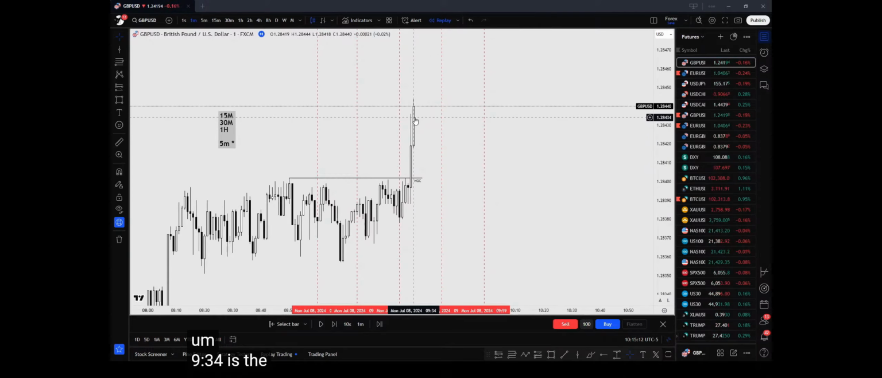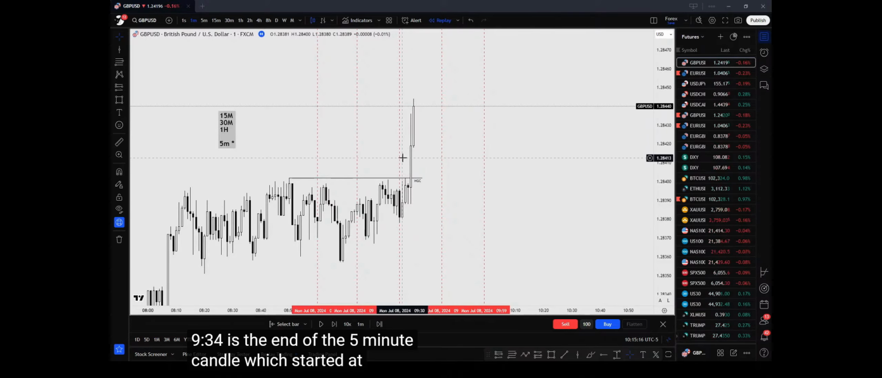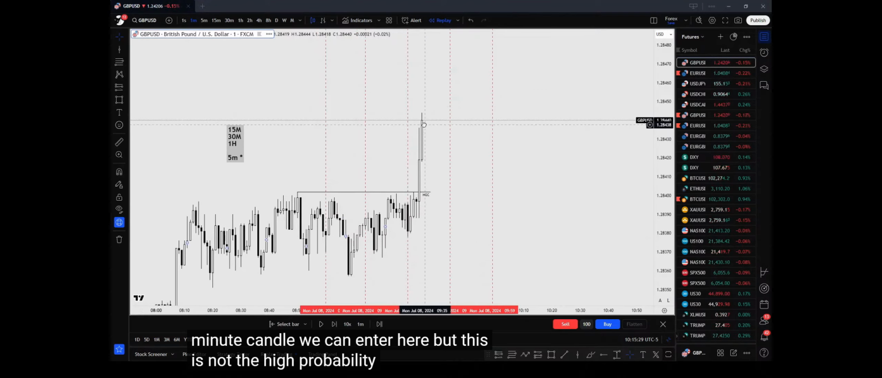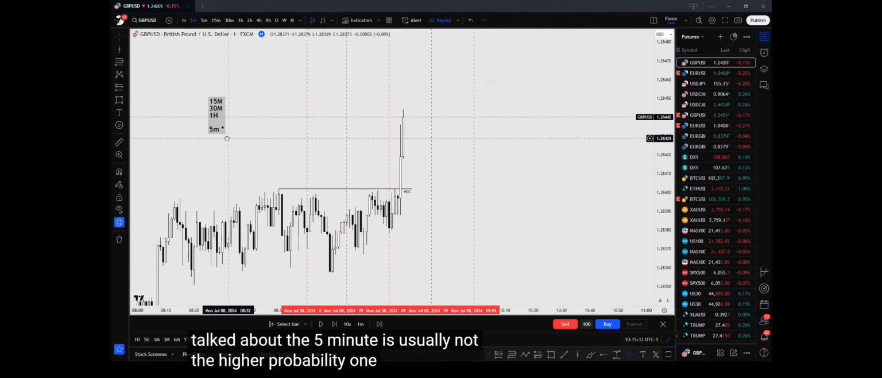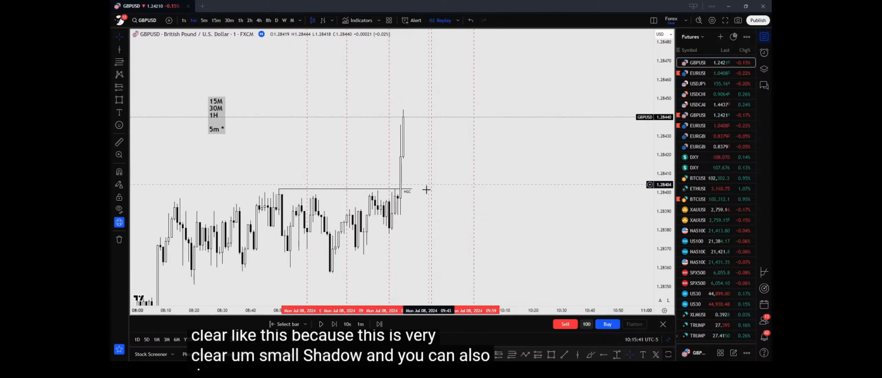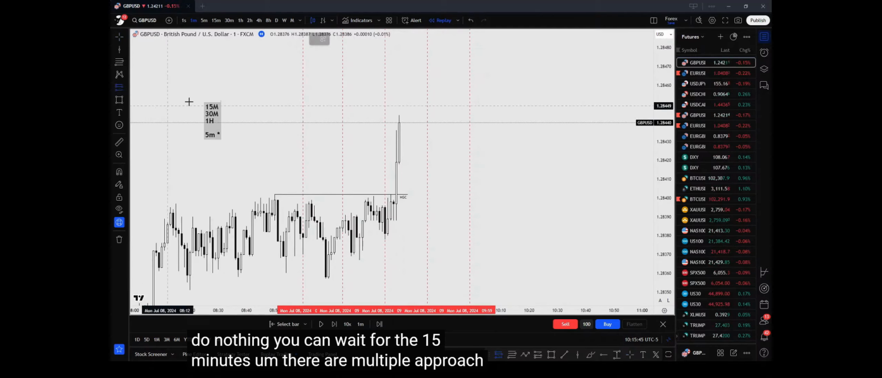9:34 is the end of the 5-minute candle, which started at 9:30, 9:30, 31, 32, 33, and 34. That's the close of the 5-minute candle. We can enter here, but this is not the high probability one, as we talked about. The 5 minutes is usually not the high probability one, unless it is clear, like this, because this is very clear. Small shadow. And you can also do nothing. You can wait for the 15 minutes.